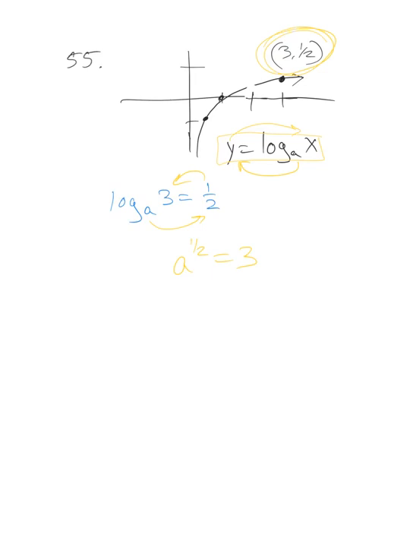All right, to get rid of the 1/2, we raise it to the second power. Remember, we want our exponent to be 1, so 1/2 to the second power is 1. That's going to give us a to the first. But if we square this left side, we have to square the right side. So there we get a to be equal to 9.